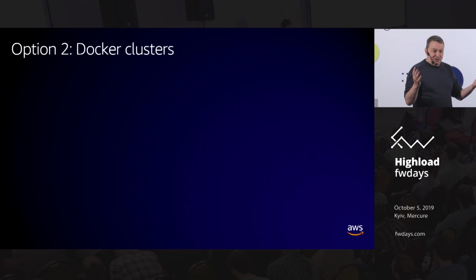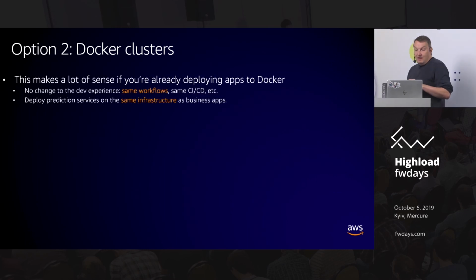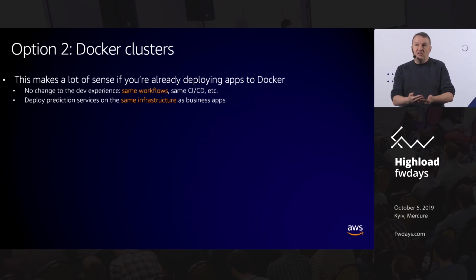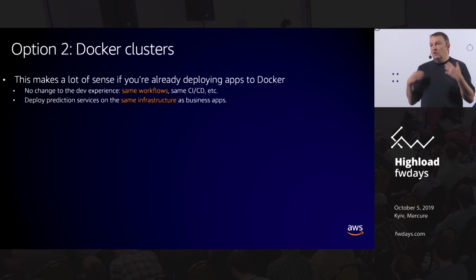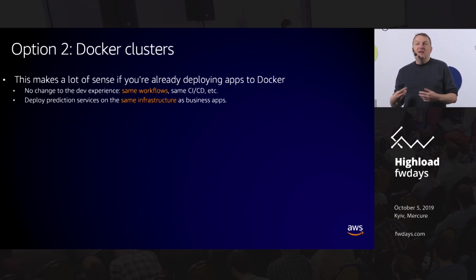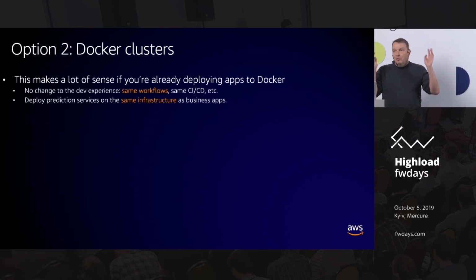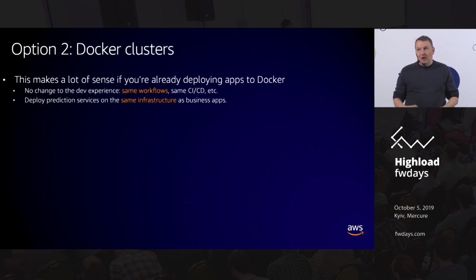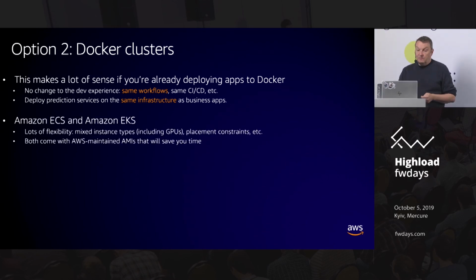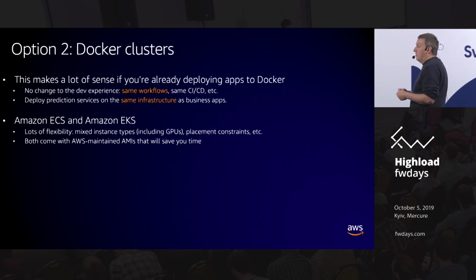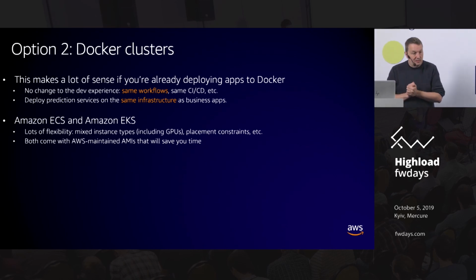Option 2, Docker clusters, of course. If you're already using Docker today, it makes a lot of sense. If you have Docker CI/CD set up, if you have Docker tooling set up, if your development flow is based on Docker, then it makes sense to deploy training containers and prediction containers to Docker as well. You put all your eggs in the same basket, you know how to monitor that stuff and how to manage it, and it's fine. When it comes to AWS, we have two services called ECS and EKS. ECS is our own cluster manager, and EKS is based on Kubernetes, as I'm sure you know.